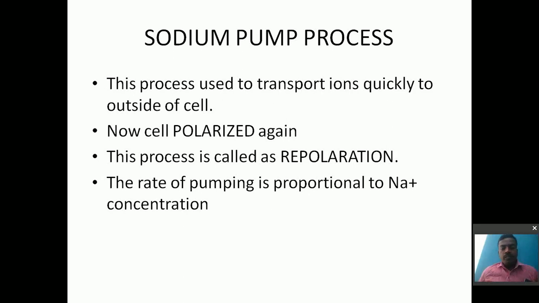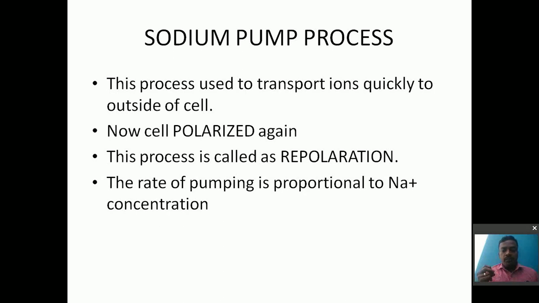The process is to transport the ions quickly to the outside of the cell. Okay, right. Now the cell is polarized again. This process is called repolarization. So initially the cell has potassium and chloride inside, and sodium outside. That is the initial condition, that is the resting condition. At that time it generates the resting potential.